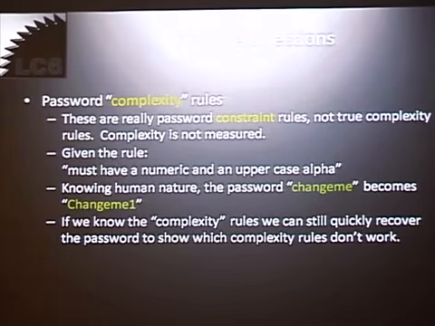But the thing is, what the human really does is, if you make them put in a capital and you make them put in a numeric, you end up with a password like capital P password 1 or capital C change me 1, right? Because you met the constraint check. But there's really very, very little additional entropy between change me 1 and change me, because we put in the rule, we know how the human thinks, right?